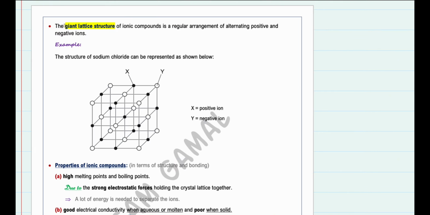Ionic compounds exist in giant lattice structures, which is simply an ionic compound in a regular arrangement of alternating positive and negative ions. As an example, sodium chloride. Here, X can represent the positive ion and Y can represent the negative ion. So you have alternating positive and negative ions in 3 dimensions, and they are found in a giant structure. It means you have plenty of them. You have millions of them in just a small sample.